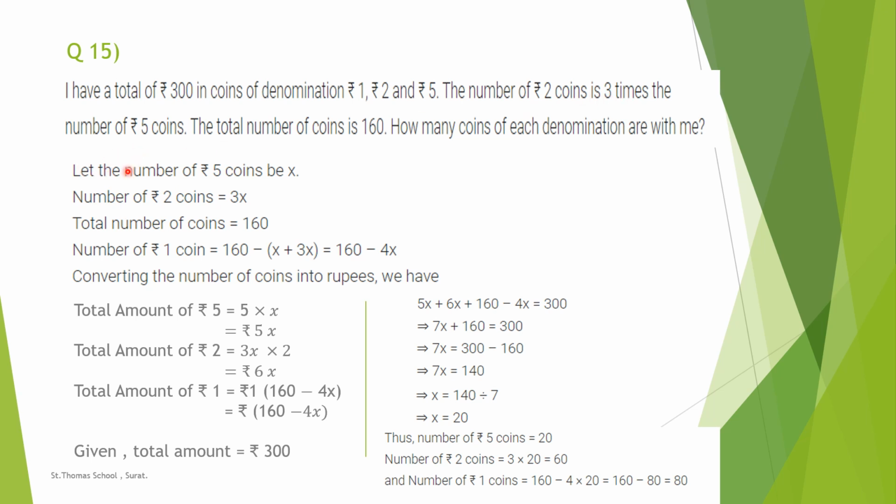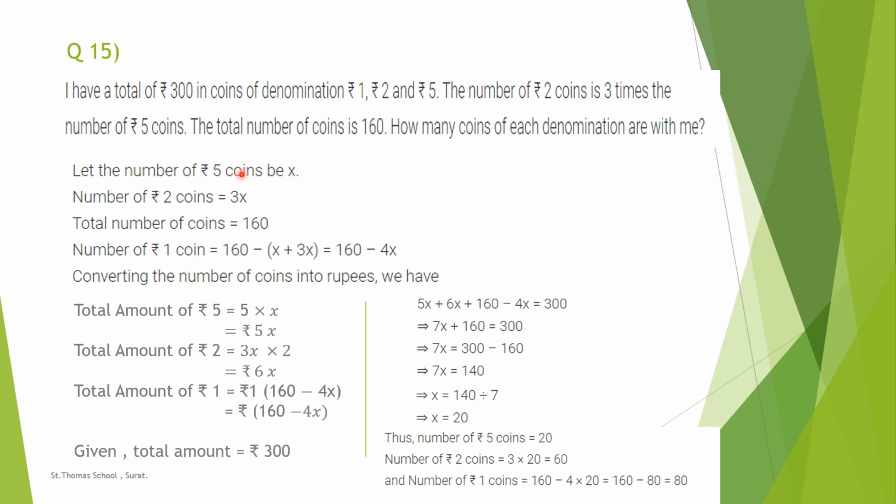And the number of 2 rupee coins is 3 times the number of 5 rupee coins. So what can we take? Let the number of rupees 5 coins be x. So we have taken the number of 5 rupee coins as x. So how many 2 rupee coins? 3 times the number of 5 coins, that is 3 multiplied by x. Now the total number of coins is 160. So the number of rupees 1 coins, how many 1 rupee coins?